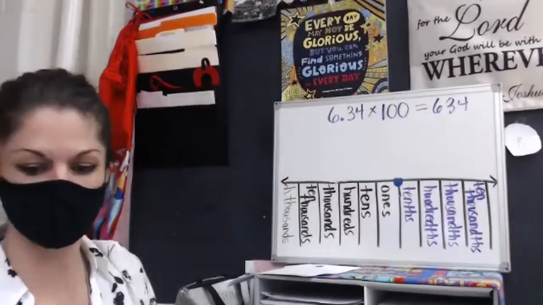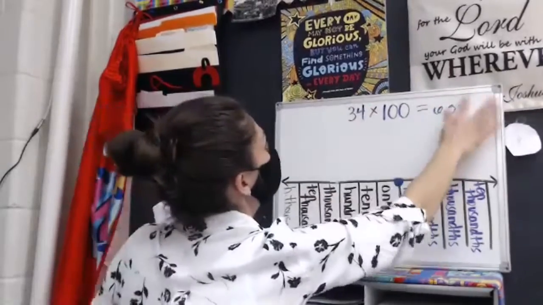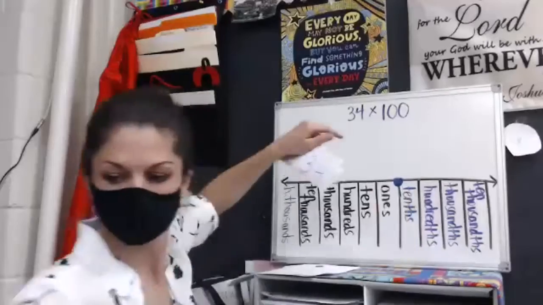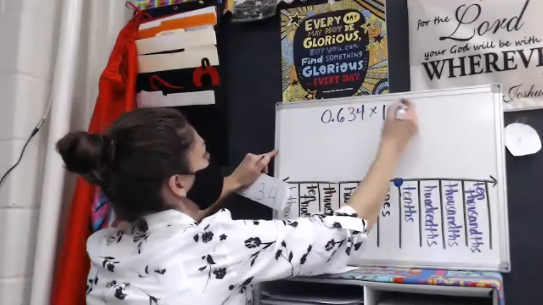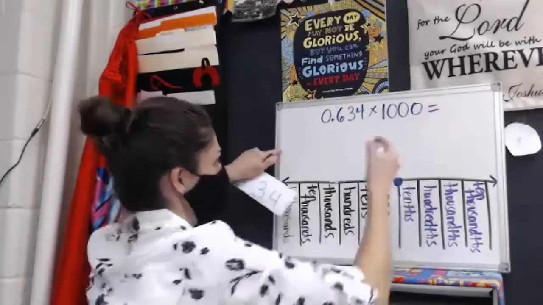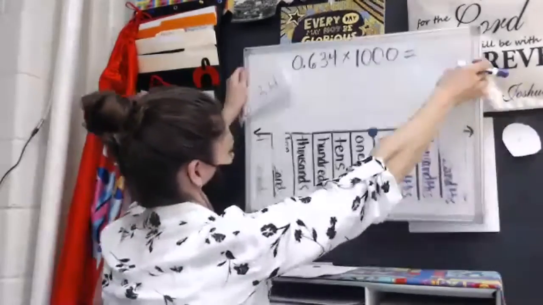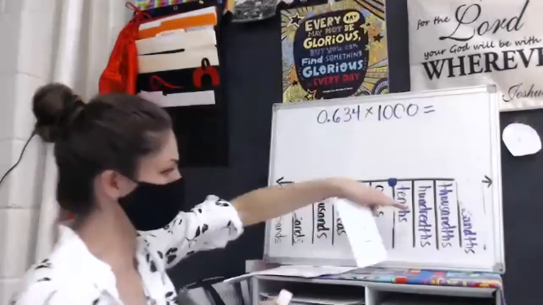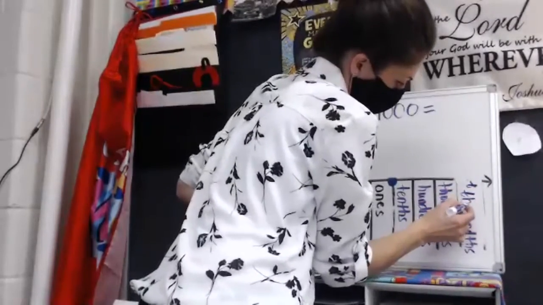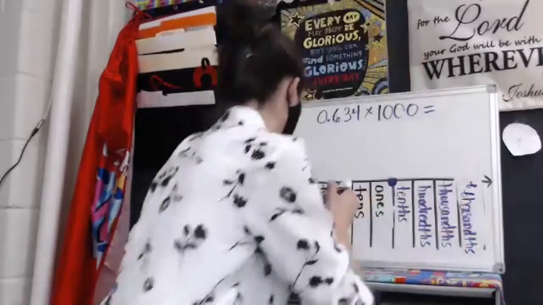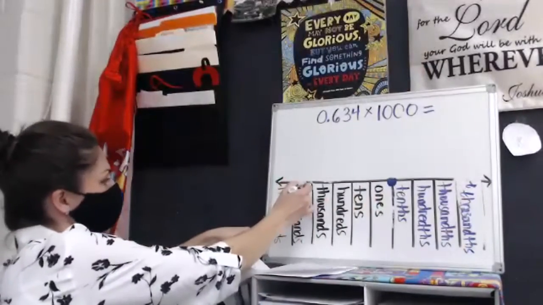I'm going to start it at 0.634 times 1,000. Whoa. Oh my goodness. Oh. Problem on the set. We lost some place values. Wow. Take 2.